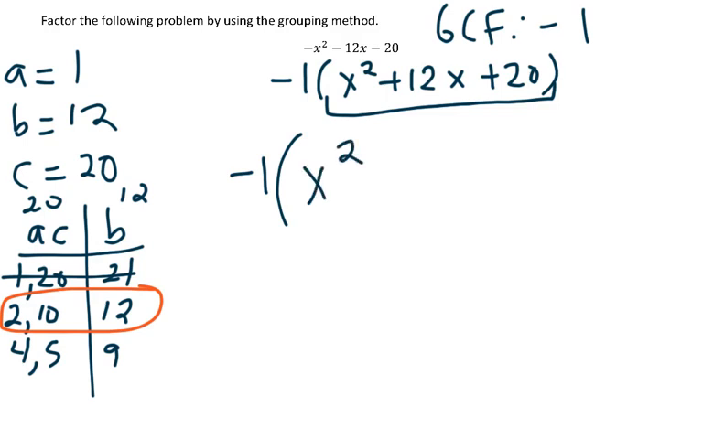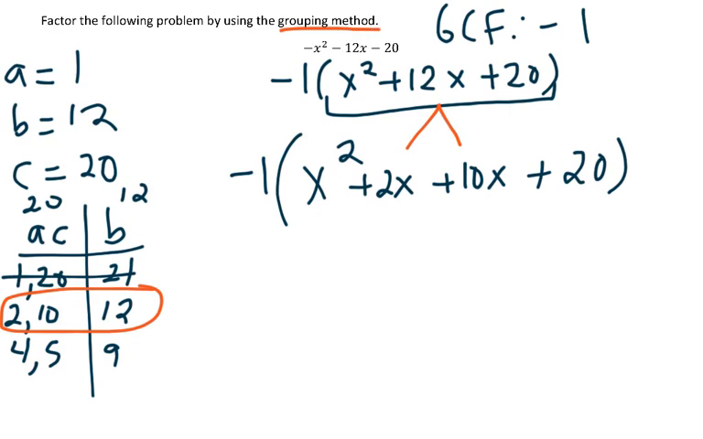And what I do with my factor pair is I take this middle term and I break it into two pieces. So I'm going to break this into plus 2x plus 10x plus 20. And again, the order doesn't matter. Okay, the important thing to remember about this method is it's called the grouping method. So we're going to use factor by grouping. Group the first two terms together and group the second two terms together.